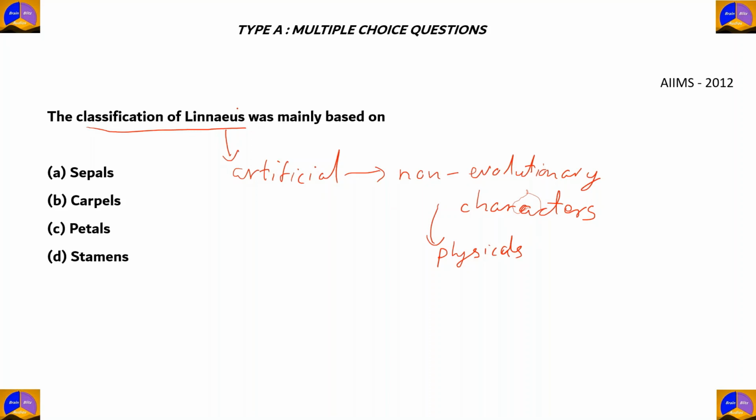Now, we all know that the first binomial nomenclature used by Linnaeus was for plants. And for plants, he used stamens. Stamens and styles were the organs looked at by Linnaeus to propose binomial nomenclature and artificial classification. So therefore, option D is the right answer.